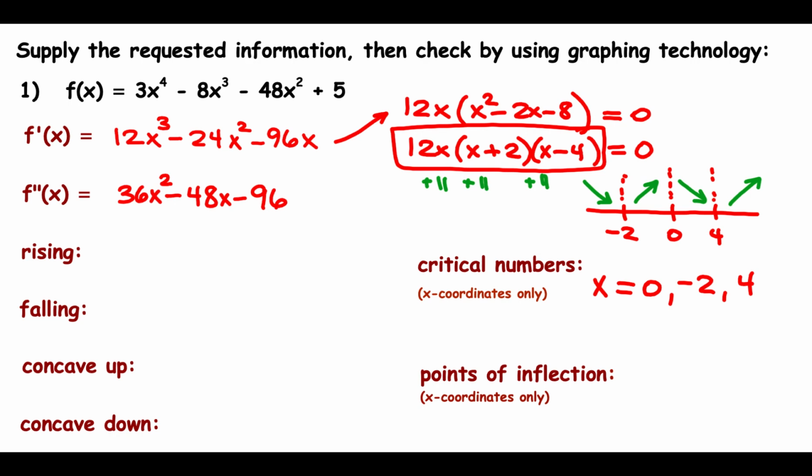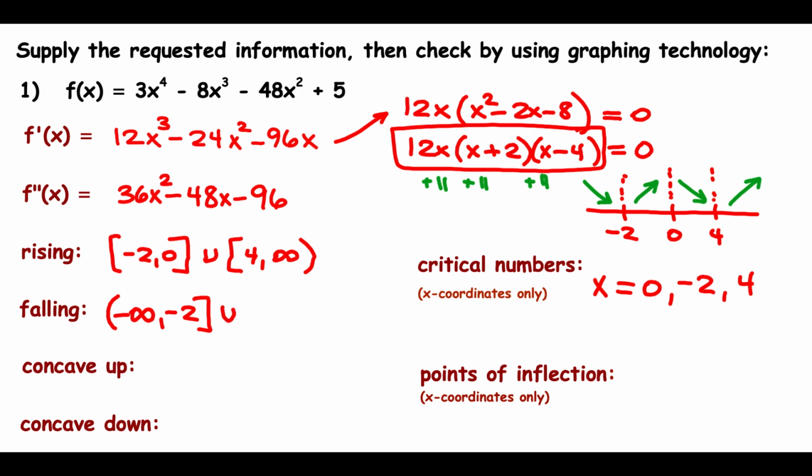So we'll start out with the rising. And we need hard brackets here. Remember, you're going from negative 2 to 0, inclusive, union with 4 to infinity. Of course, you can't reach infinity, so that's curly. And then the falling, similarly, will be negative infinity to negative 2, hard bracket that negative 2, union with, and it's also falling from 0 to 4. Both in hard brackets, because that's what you do with rising and falling. Okay, that's it for the first derivative.